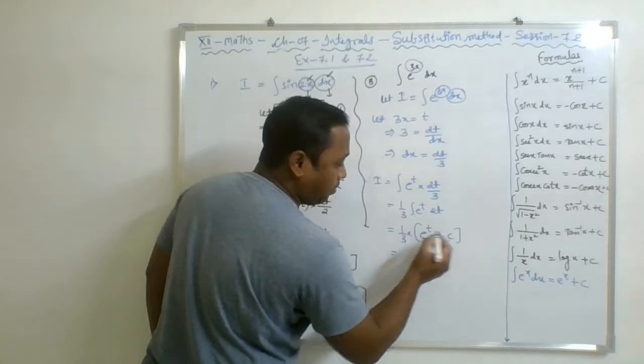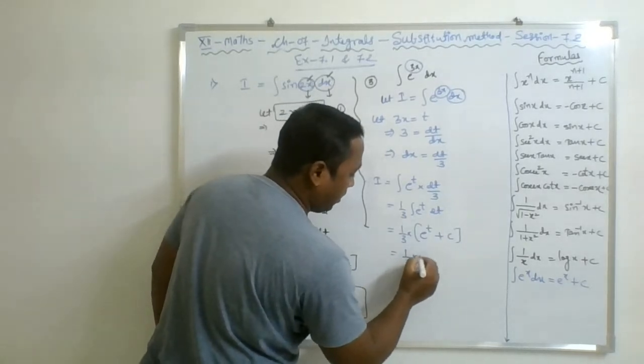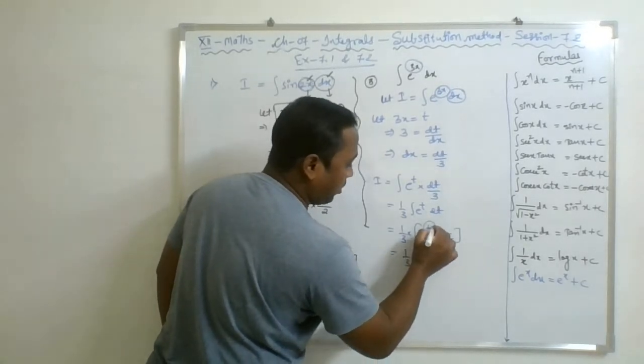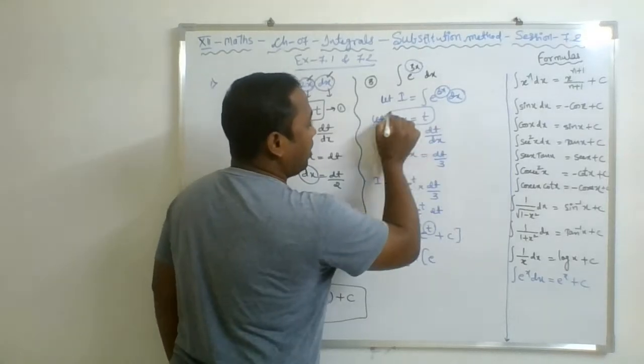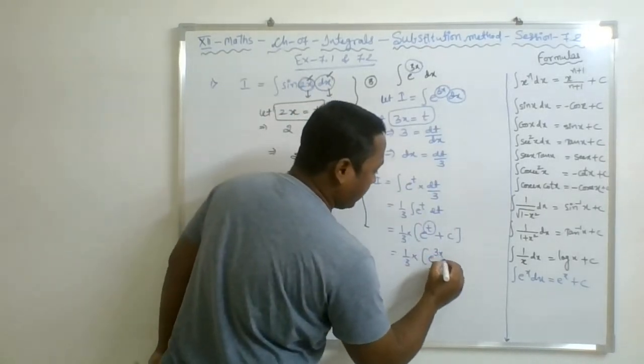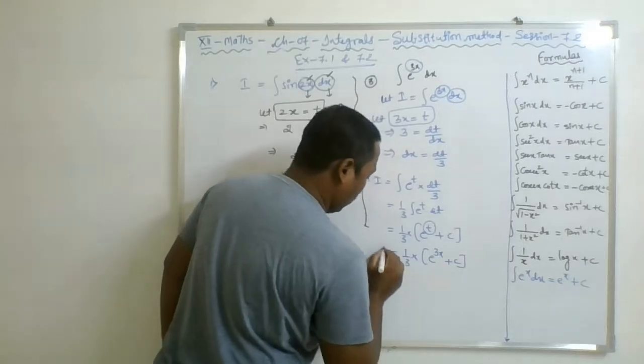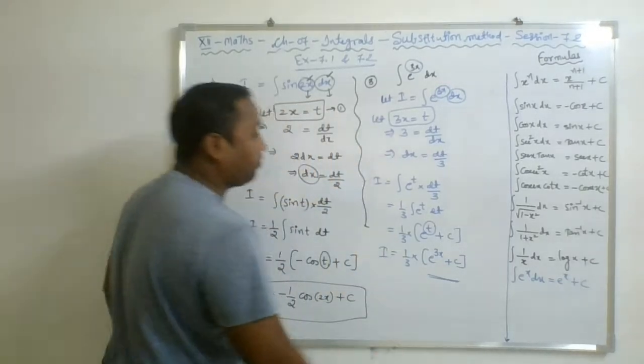Don't forget to write plus c. And at the end, again change the t with the original variable. t will be 3x. So this is your answer.